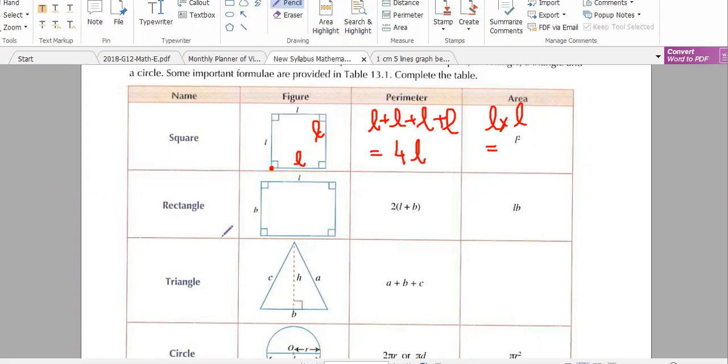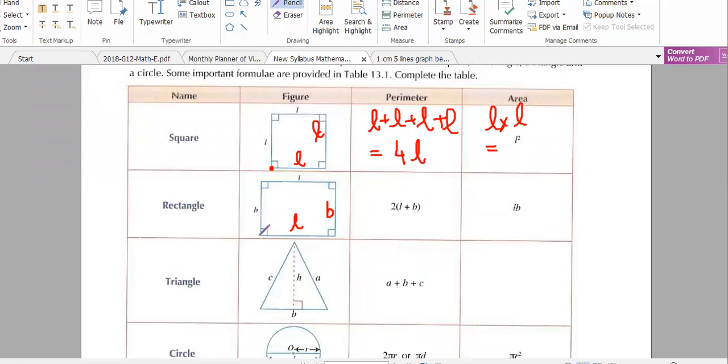And the next shape is the rectangle. A rectangle is also a four-sided shape or figure in which opposite sides are equal in length. So if this is L, this will be L as well, and if this is B or breadth, this length will be B, and the angle between the adjacent sides will be 90 degrees always.